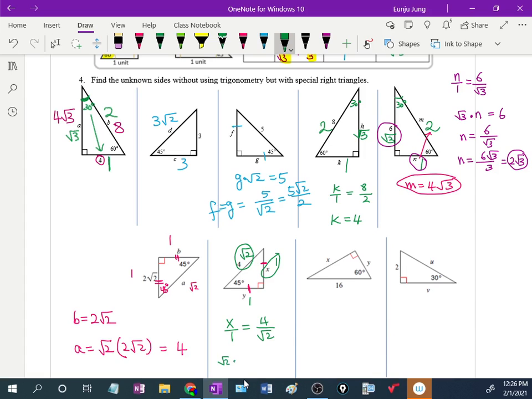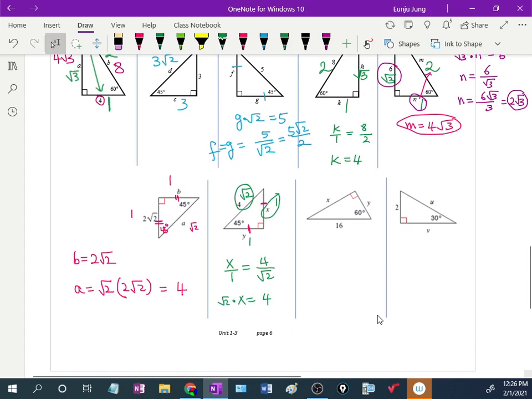So root 2 times x is going to be the product 4. So x will be the quantity 4 divided by root 2, because it's shorter than this side. How much shorter? Root 2 times longer here, right? So I need to do division on it. So 4 divided by root 2. Can we simplify? Yep, that will be 4 root 2 over 2. Can we reduce it? So that will be 2 root 2.